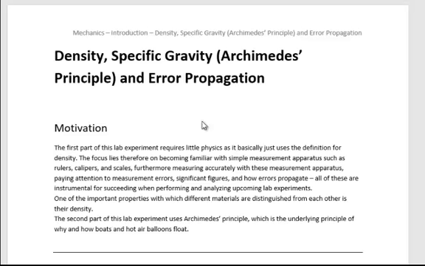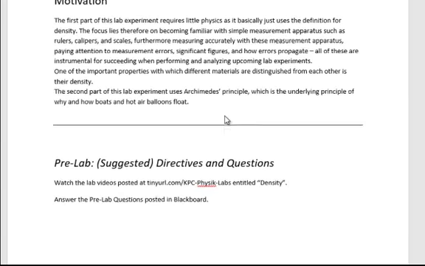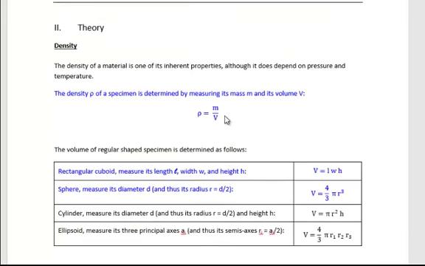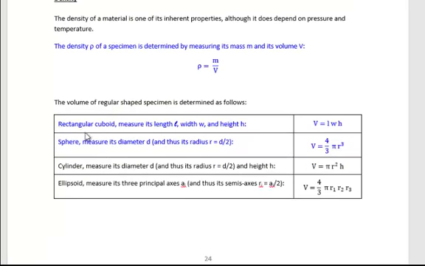This is the recording for the pendulum lab. So this is the lab manual, and we're going to go past the motivation and objectives, and then the theory. In the theory, there will be a few that are called a rectangular cuboid, so you need this equation here, volume equals length times width times height.